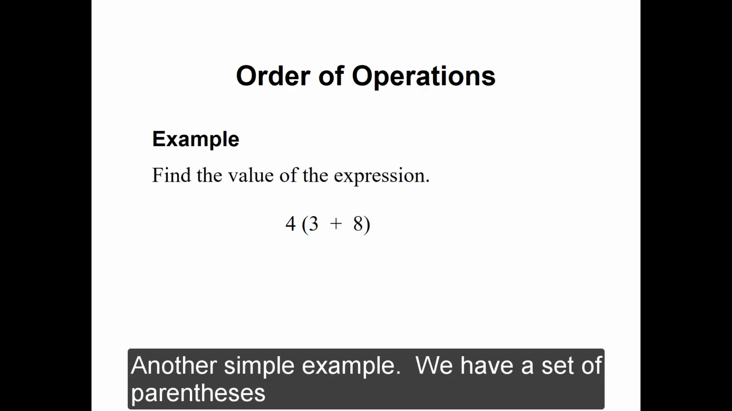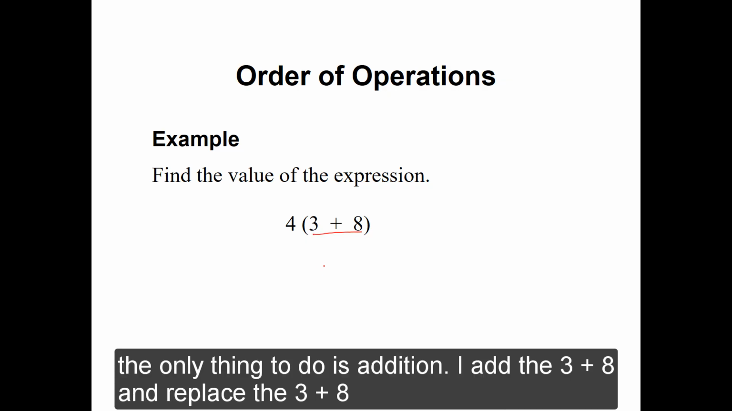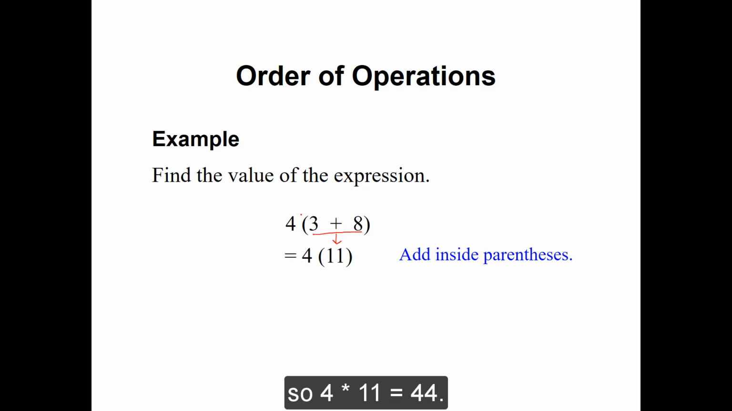Another simple example here, we have a set of parentheses. So within the parentheses, the only thing I have to do is addition, so I'll go ahead and do that addition and add the 3 and the 8. And all I've done is replace the 3 plus 8 with its solution. I brought the 4 down, and now the 4 is multiplying. Again, if there's no sign in between the number and a parenthesis, that indicates multiplication. And so then 4 multiplying 11 is equal to 44.